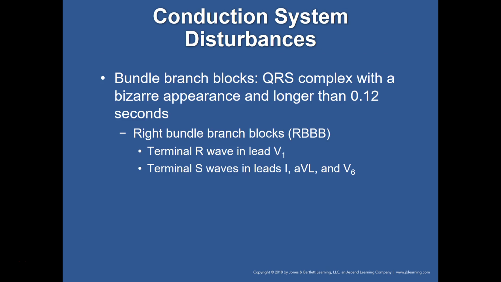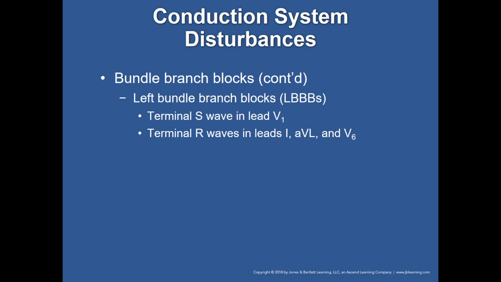So knowing that we have a terminal R wave in lead V1 for a right bundle, I'm going to go ahead and show you the left so we can talk about this as a whole. When we talk about a left bundle branch block, we're going to look for a terminal S wave in lead V1. Once again, we're just going to focus on V1.